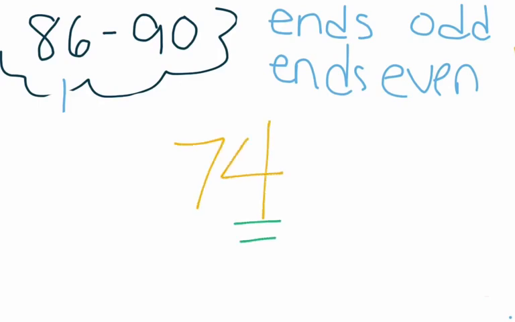Automatically, I'm underlining my ones place. And 4 is even, so you betcha 74 is even, even though 7 is odd. Okay? Alright. Let's move on. We're moving rapidly to lesson 89.